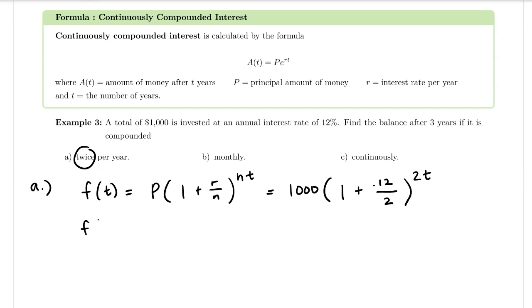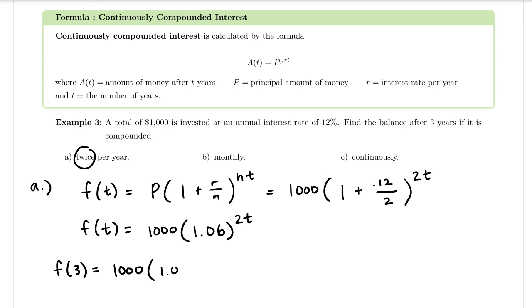Now I can actually clean this up a bit. So f(t) is equal to 1,000 times (12% divided by 2 is 6%, or 0.06. If I add that to 1, then that's going to give me 1.06). So here's our generalized formula for how much money we'll have after t years if we're compounding twice per year with our annual interest rate of 12%. So now what I want to do is evaluate f(3) and plug in 3 for t.